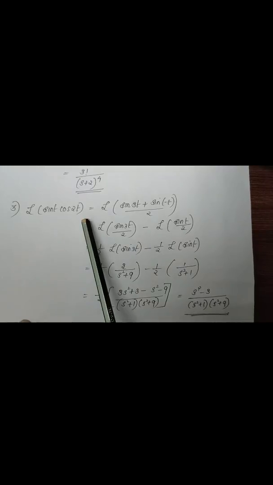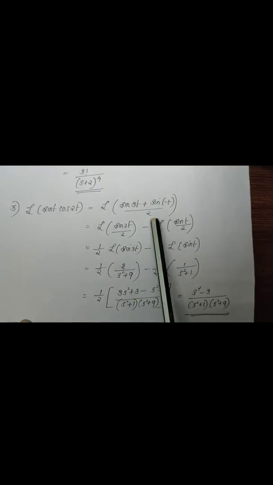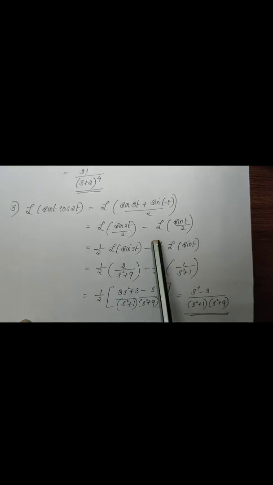Then next problem, find the Laplace transform of sin t into cos 2t. We know that sin a cos b equals sin of a plus b plus sin of a minus b, whole divided by 2. That is, Laplace transform of sin 3t plus sin of minus t, whole divided by 2. It is equal to, by using the linearity property, Laplace transform of sin 3t by 2 minus Laplace transform of sin t by 2.